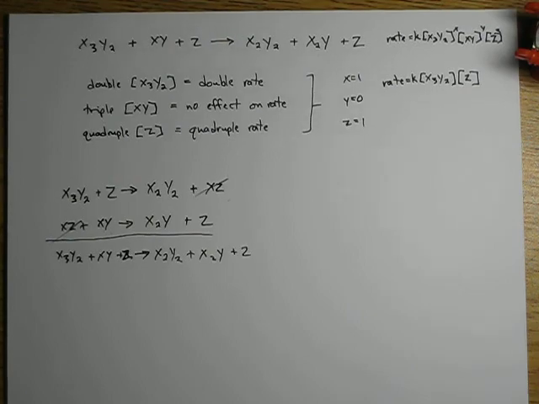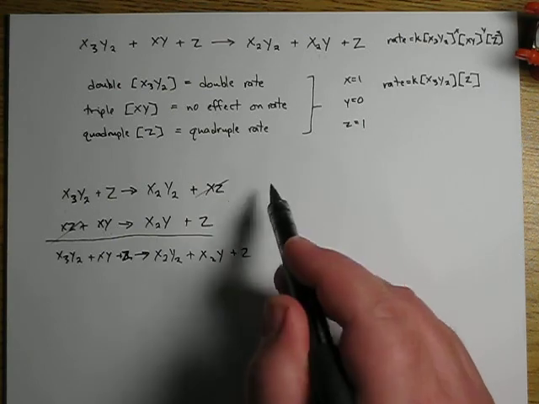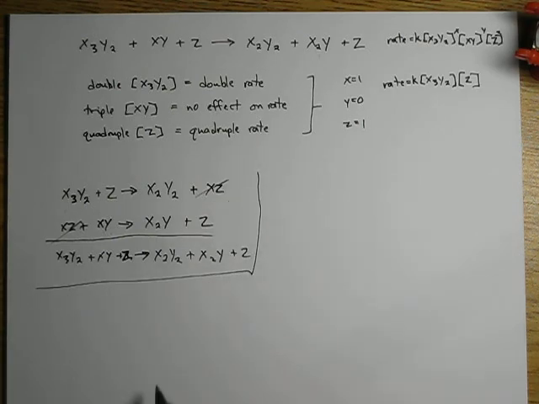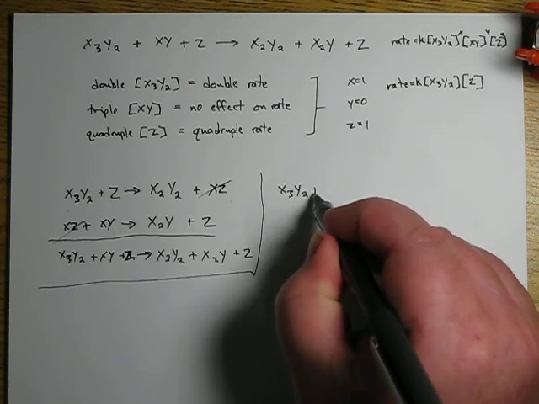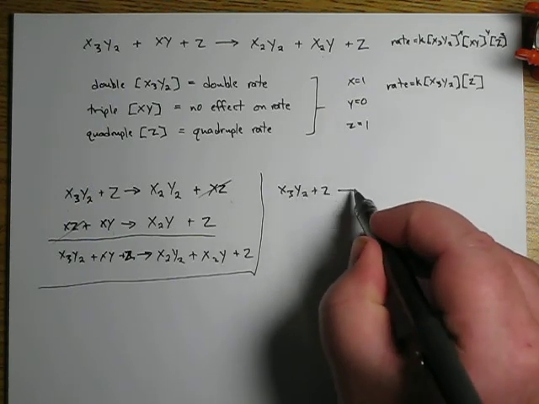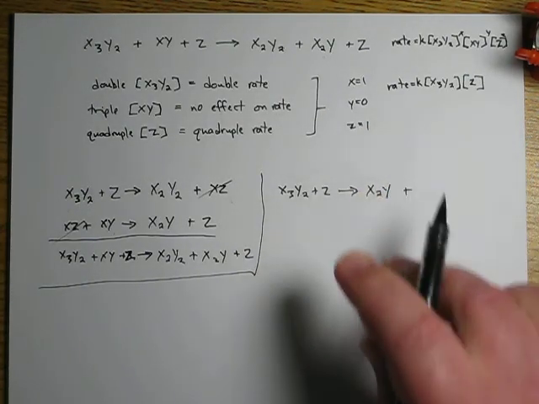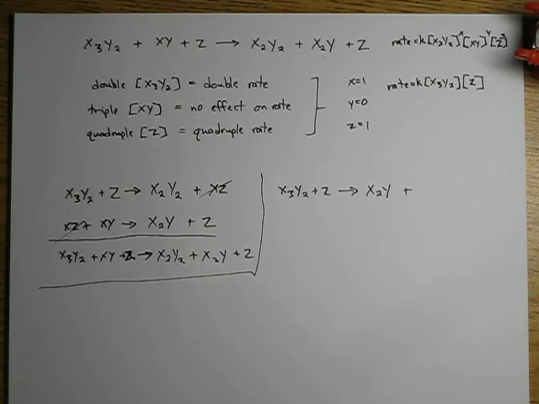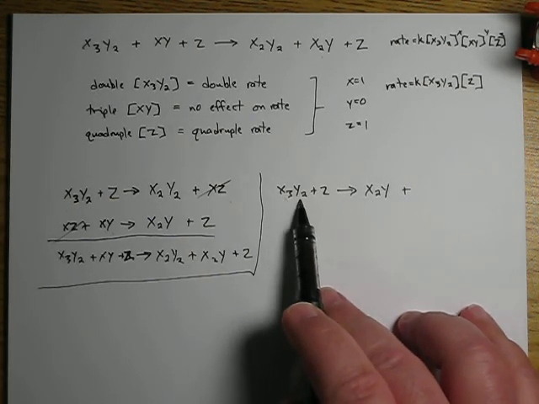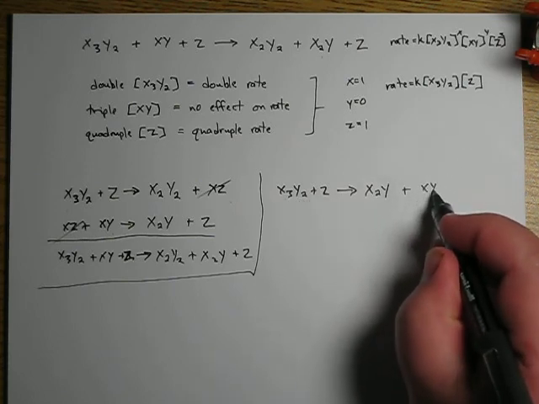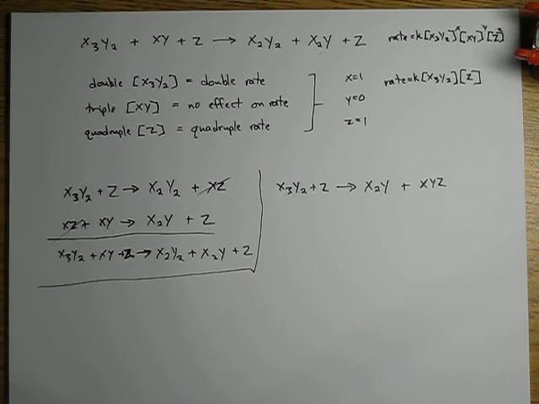But then some of you are saying, but wait a minute. Let's look at that first step here. Couldn't I have done this? x3y2 plus z makes the other product x2y plus, okay, what do I have left in there? Oh, I've got x2y, I've got an x, I've got an extra y, plus xyz. Couldn't I have done that? The answer is yes, you could have.